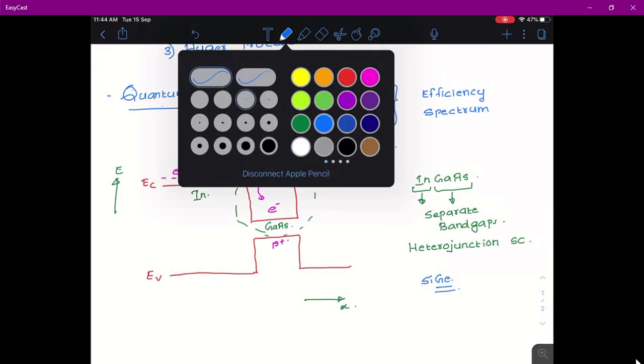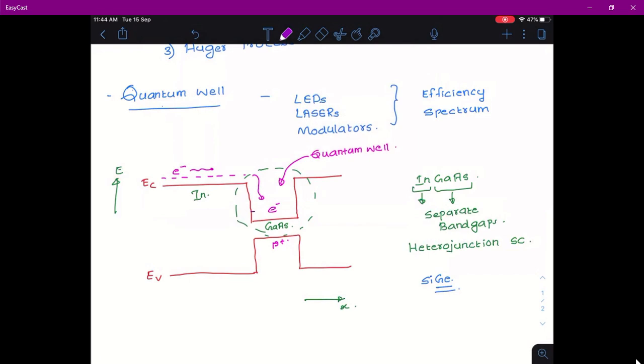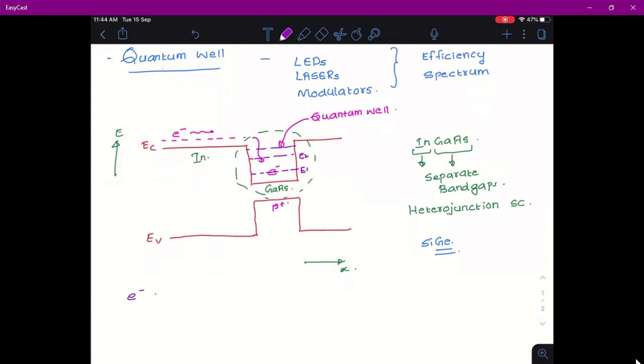And the quantum well has energy states within itself. So there can be one energy state here, another energy state here, another here, and so on. There is an energy E1 here, E2 here, and it can move up. So an electron can occupy any one of the energy states inside the quantum well. And as we always say, these energy states are quantized, meaning the electron can occupy only a fixed number of energy states.